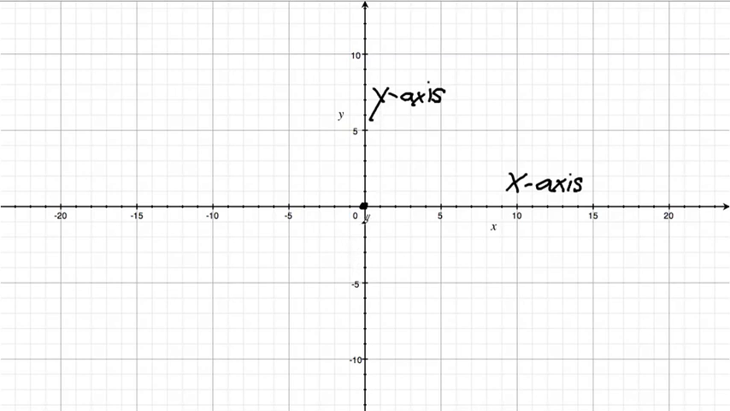Now they both meet at 0. The 0 of the y-axis and the 0 of the x-axis is where they meet, and that is our point of reference. It is our origin. It is how we orient ourselves in the plane.